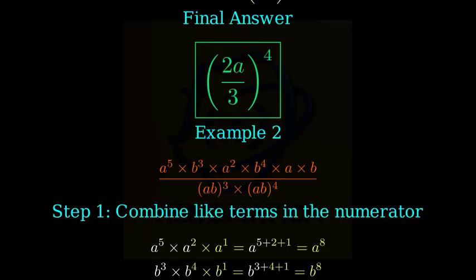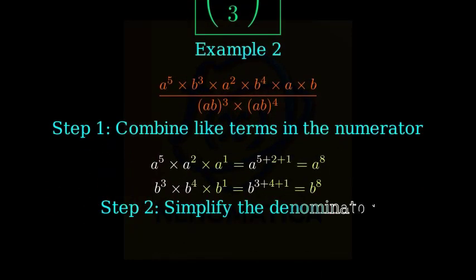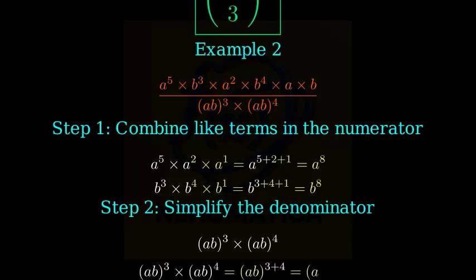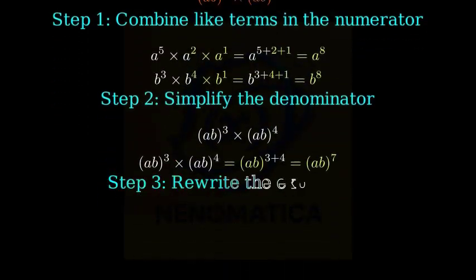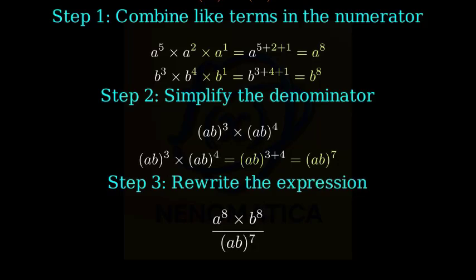Now, let's simplify the denominator. We have ab to the 3rd power times ab to the 4th power. When we multiply these two terms, we add the exponents, giving us ab to the 7th power. Now we can rewrite our entire expression. We have a to the 8th power times b to the 8th power in the numerator, divided by ab to the 7th power in the denominator.